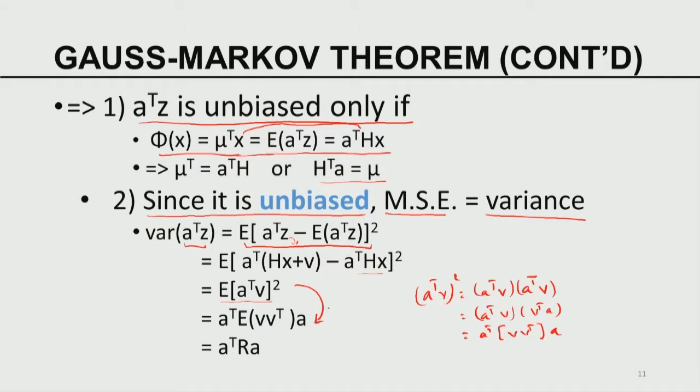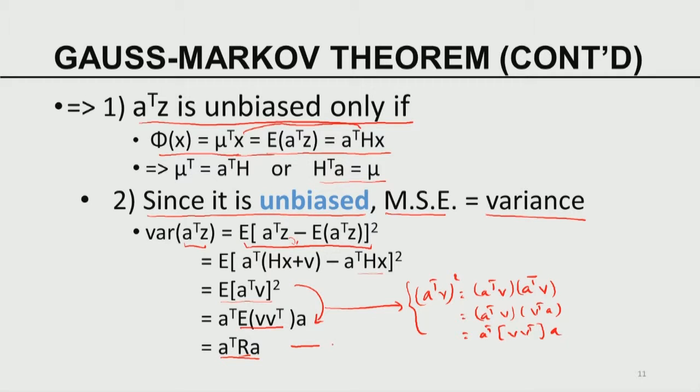To go from here to here is simple algebra. I would like you to do all the basic algebra to see which steps come from the previous one, why and how. And the variance of V is R. So this is A transpose R A. R is a matrix, and A transpose R A is a quadratic form.